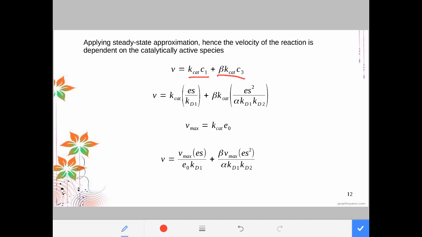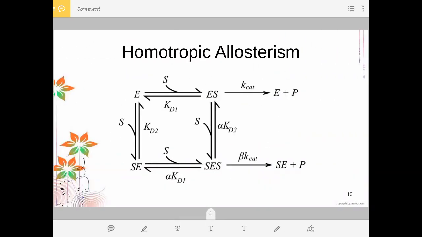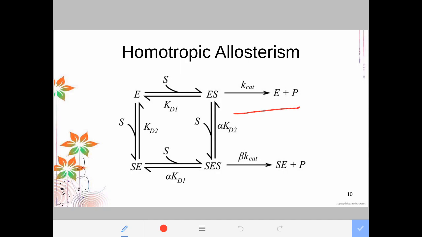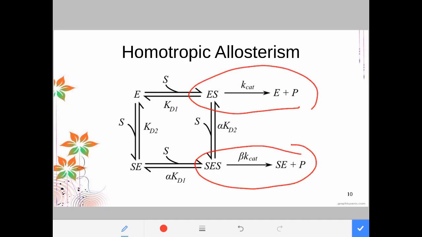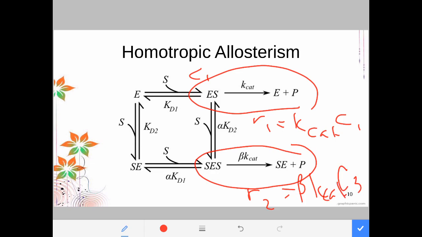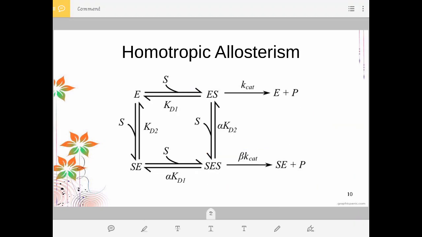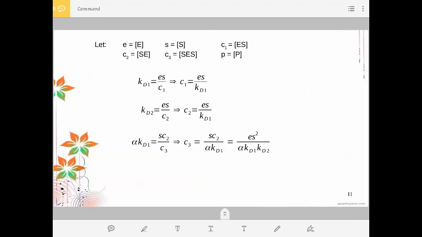So we have k-cat. Where do they come from? We have 2 rates. Remember, we have 2 irreversible reactions, this one and this one. So the rate of this one, we can say R1 is equal to k-cat times ES. This is C1. Remember, C1. And then for the other one, you have the rate 2. We have beta k-cat times C3, complex 3. So that is our rate reaction. So we get the velocity here.